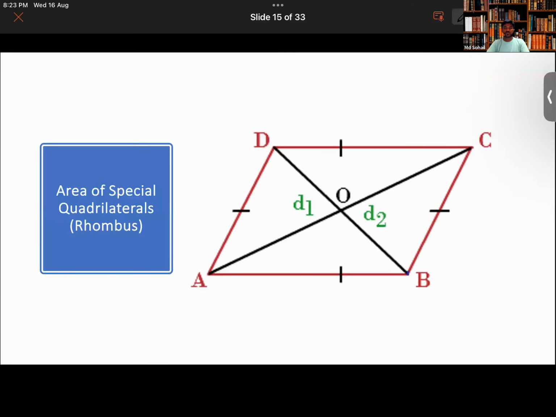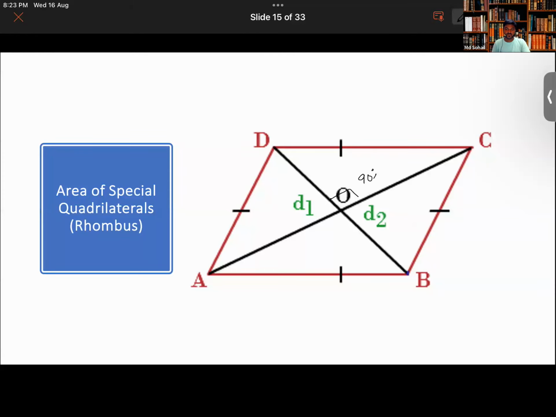Let's talk about some special types of quadrilaterals. As I told you guys about a rhombus. So what is a rhombus? A rhombus is a special type of quadrilateral, but it's better to say it's a parallelogram in which all the sides are parallel and all of them are equal to each other. And the diagonals bisect each other at 90 degrees. Remember, notice the word bisect. That means divide each other into equal halves.